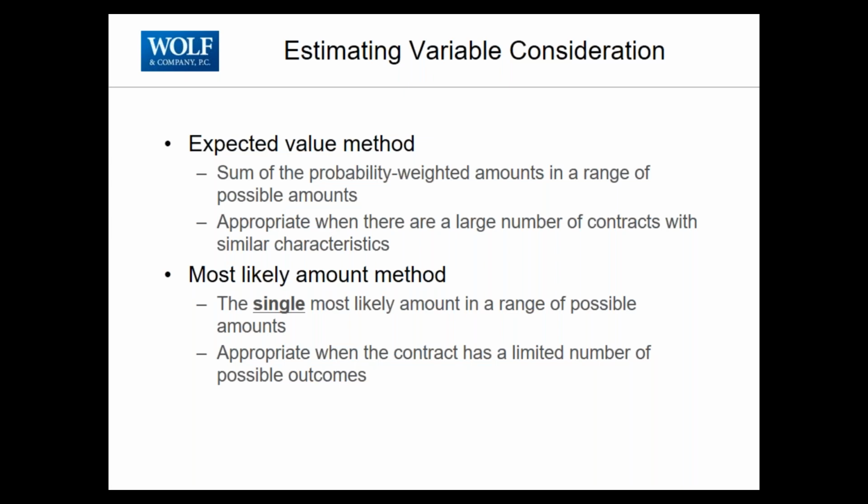So the most likely value method is the single most likely amount in a range of possible consideration amounts. Said another way, it's the single most likely outcome of the contract. This would be appropriate if there are a limited number of outcomes to your contract. For example, if you had a binary outcome, either you achieve a performance bonus or you do not.